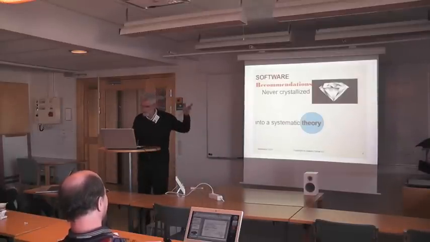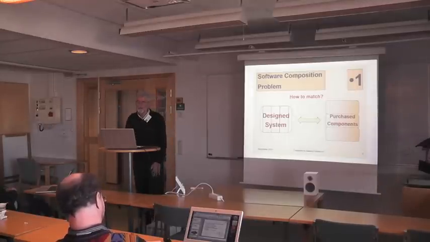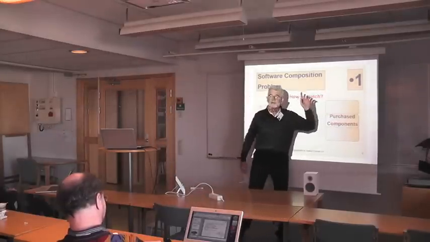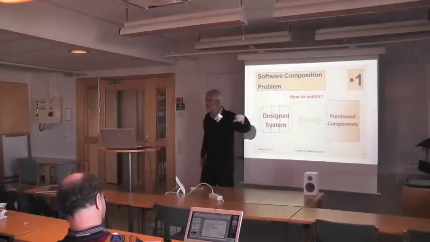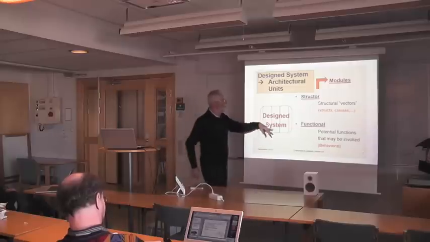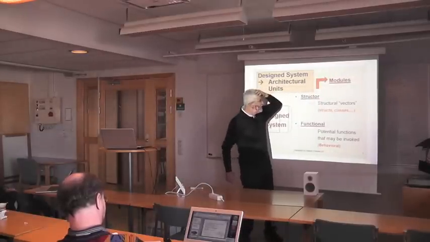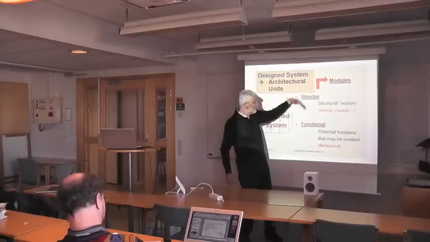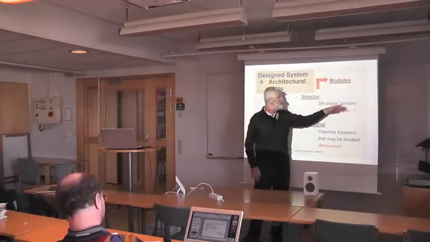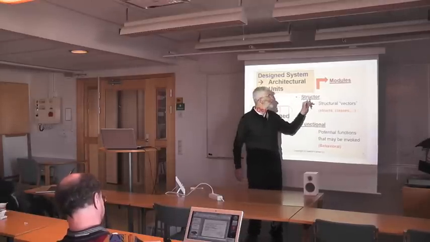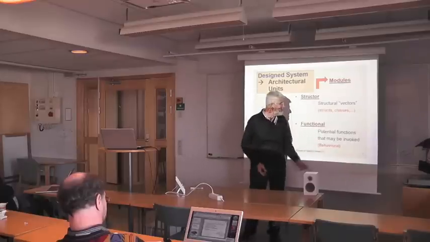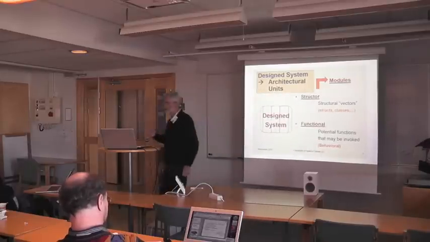Okay, agenda not needed. So, the problem. There is a design system and purchased components. How to match those? The design system is described in terms of modules, and we invented two terms, structure and functional. A structure is a generalization of structs, classes, and so on, and they are supposed to remind us of vectors. And functionals are potential functions that may be invoked, not necessarily.